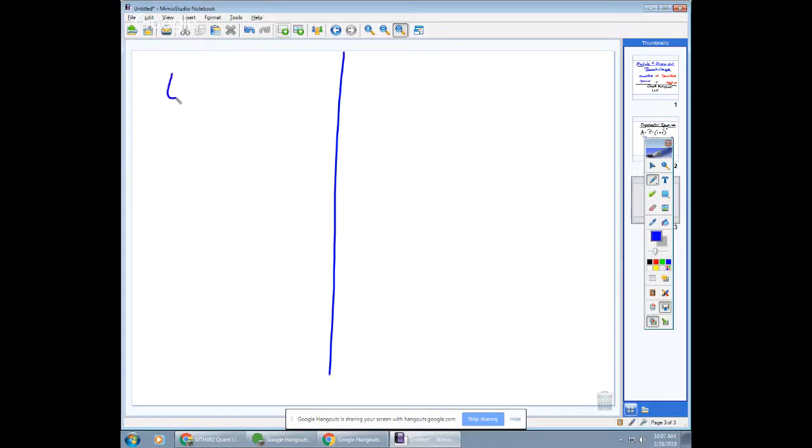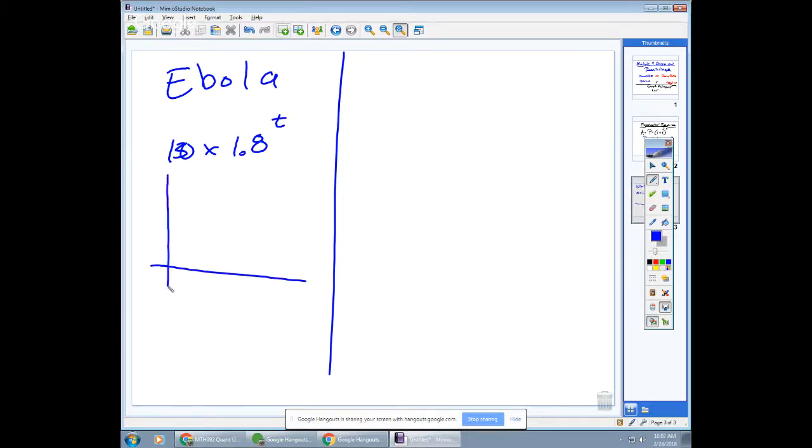The case with Ebola, we had something like 130 times 1.8, because we were growing by 80% per year or per month, whatever the time period. And if we graph something like that, starting at 130, it's going to grow up like that. So we plotted some points, it got crazy. Does anybody remember how crazy the numbers got with Ebola? We got like 170 million cases of Ebola in a very short time. So Ebola probably wasn't growing exponentially.